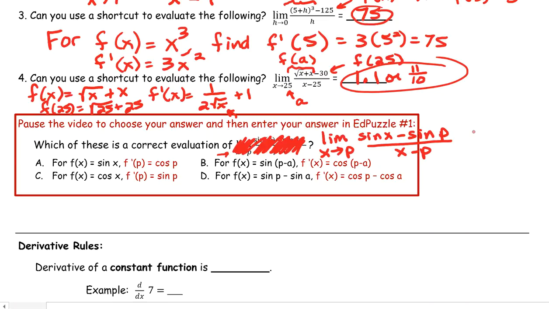This would indeed be the sine function, and we are asked to find f prime of p. So it would be cosine of p. The derivative of sine is cosine, so I think letter A looks correct.